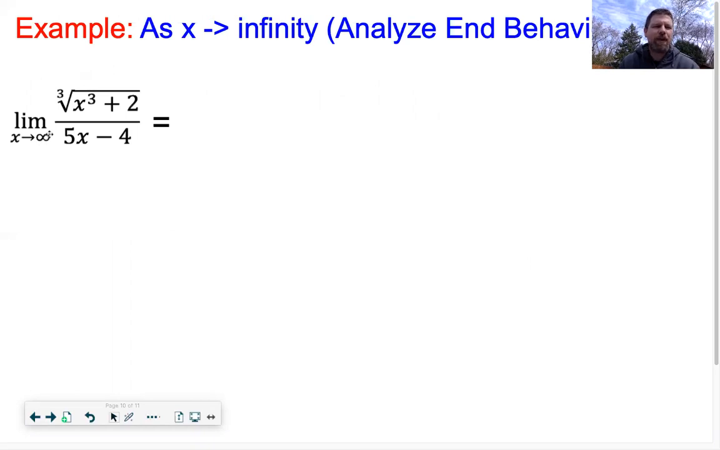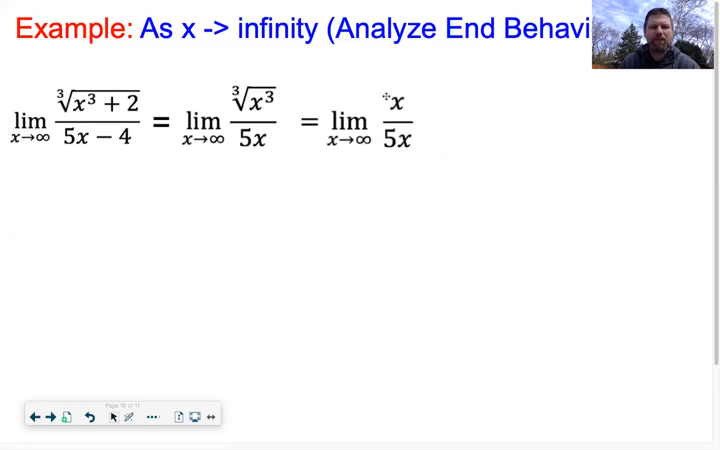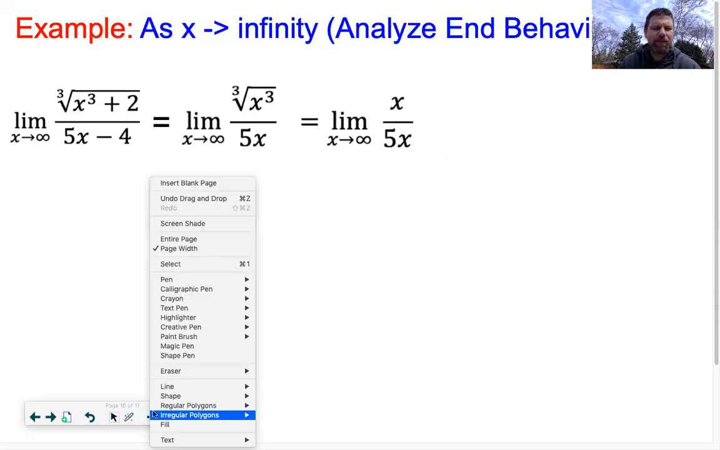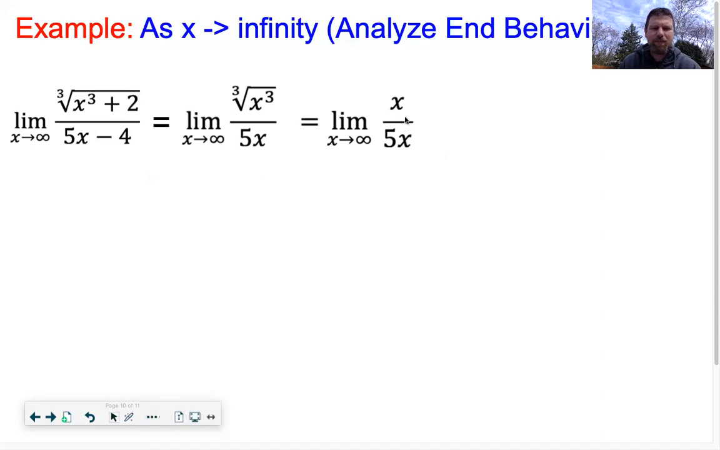Same thing as before. As x goes towards infinity, x cubed is going to become so big that the 2 is negligible. 5x is going to become so big that the -4 is negligible. This limit would be the same as that. And I can look at this and say, well, cube root of x cubed, I know that, that's just x. Why write it like this? Let's write it as x. And then finally, when I look at this, I can say, hey, well, those x's are going to cancel out. And I'm just going to end up with 1/5.